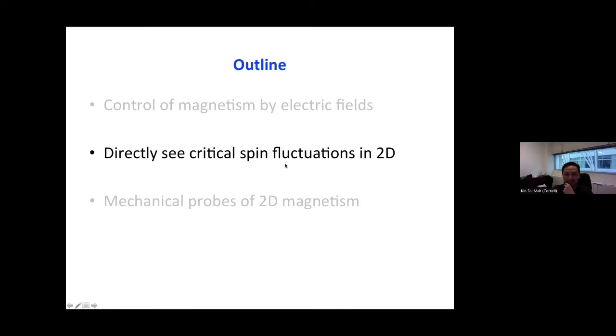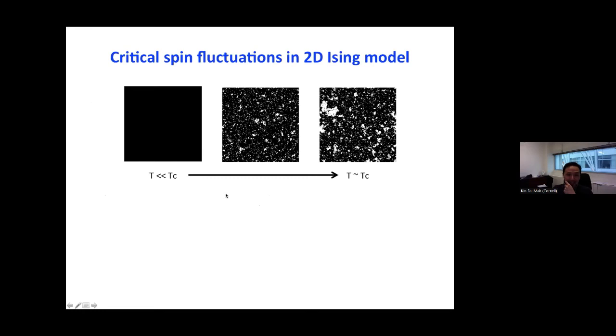And I'll just tell you about directly seeing the spin fluctuations in 2D. As you know, when we get close to the critical point of a magnet, the mean field theory fails, and the spin fluctuation becomes important. Particularly in 2D, the critical region expands compared to 3D.